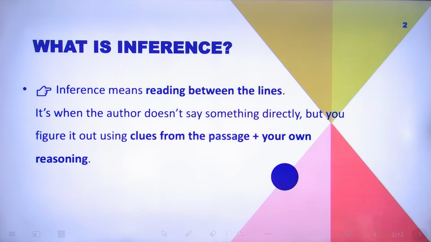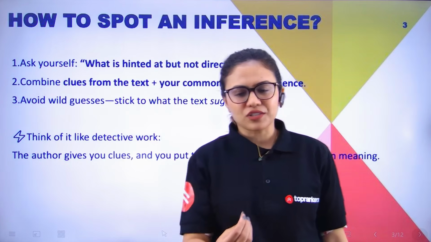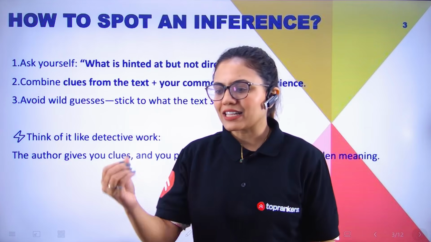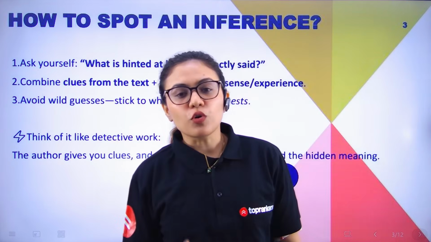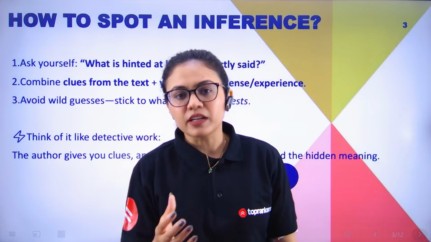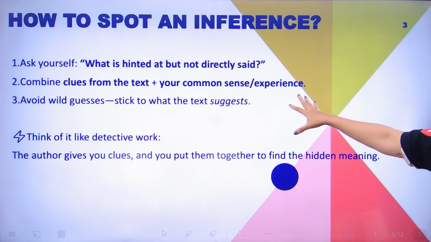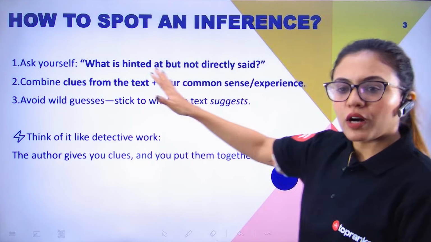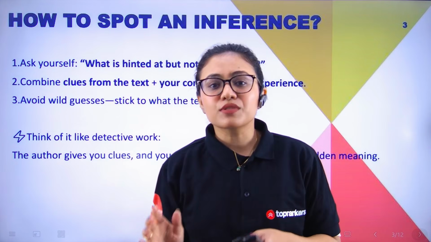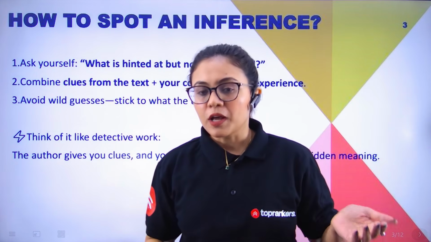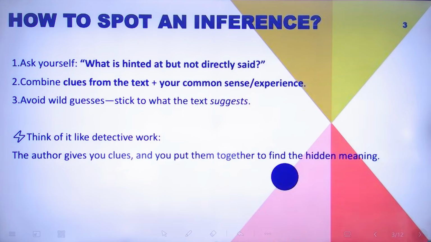ठीक है, so moving to the next one, as you can see, how to spot an inference. First of all, you need to ask yourself the question, what is the question hinting at? But something which is not directly stated. And then you have to go to the text, you have to combine the clues that have been thrown at you by the writer, and you have to pick those clues efficiently and also use your common sense or experience to come to a conclusion. And that's why we also call it a reader's conclusion. An inference, in simple terms, is a reader's conclusion, what you can conclude by analyzing the indirect things given in the text.